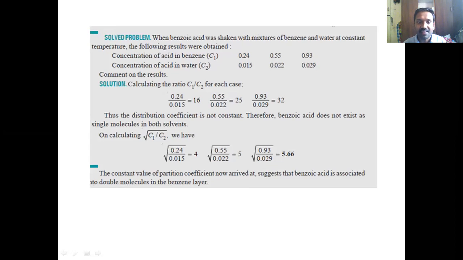Because we have benzoic acid not existing as monomer. Rather, it has got associated in the benzene layer. The association of benzoic acid doesn't take place in the water layer; it takes place in the benzene layer. So what should we do? We should now apply a modified formula.